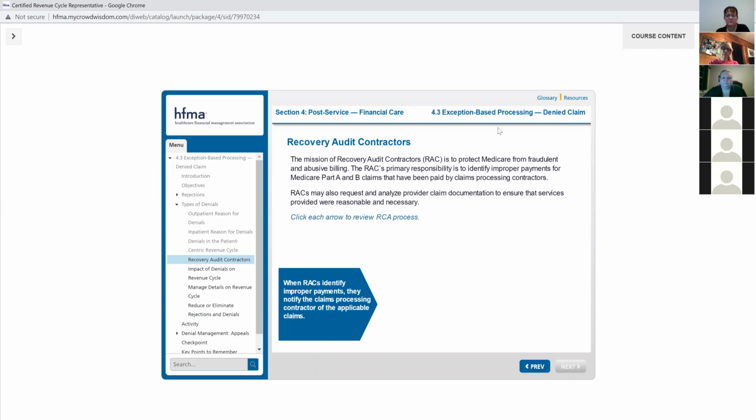So we'll click each arrow. So the RAC identifies improper payments, what Christy just said, and then the claims processing contractor adjusts the claims to reflect the proper payment amounts. And then if the improper payment is an overpayment, the claims processing contractor sends a demand letter to the provider to recover that payment.